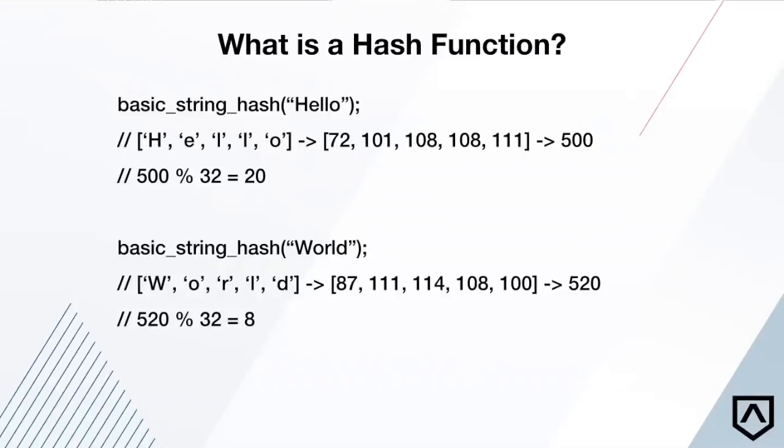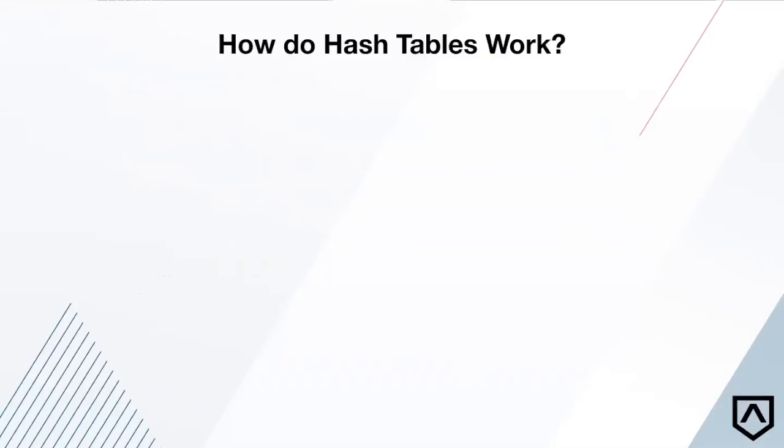For world, we can do the same thing, and we'll get 87, 111, 114, 108, 100, which resolves to 520. And when we modulo that by 32, then we get 8. So again, the purpose of the hash function when it comes to hash tables is to turn an input key into an array index. And since our array is size 32, we want the index to be between 0 and 31.